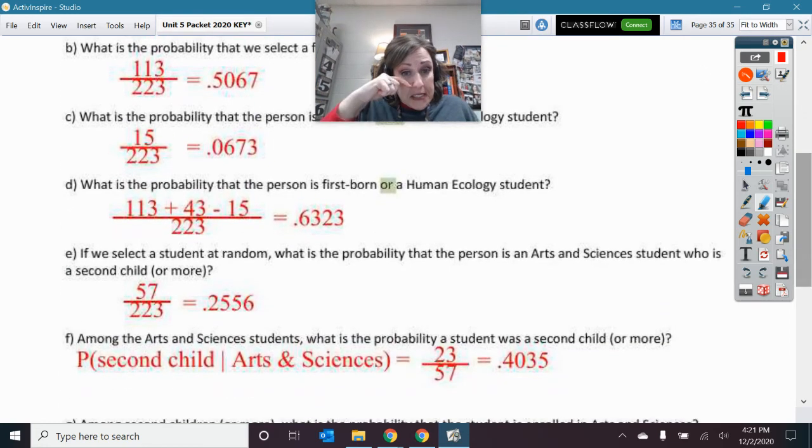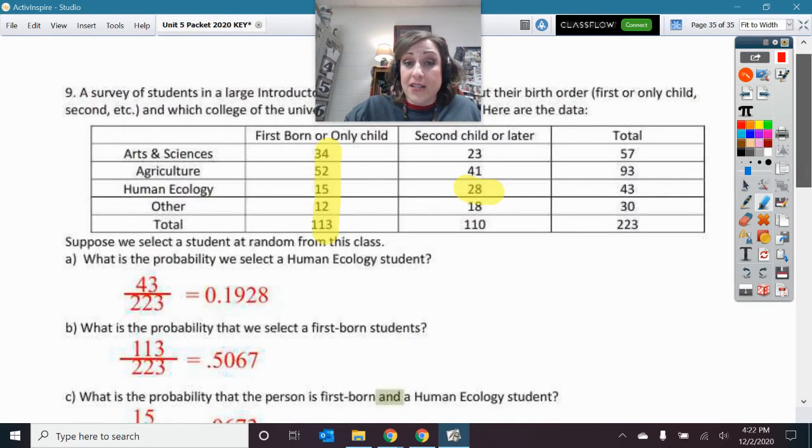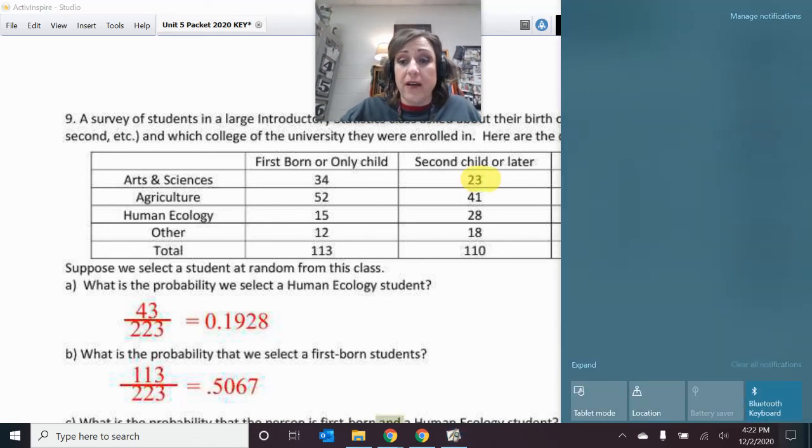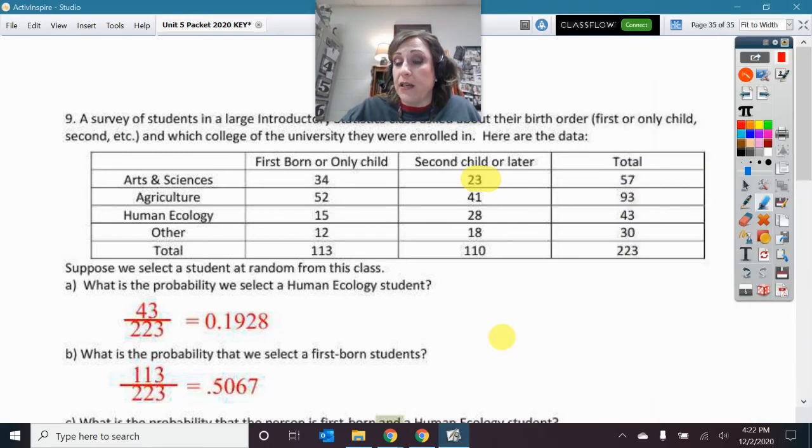E, if we select a student at random, so again, that's out of all the students. So that's why my 223 is my denominator. What's the probability that person is an arts and science student who is a second child? So that's asking you for the intersection of arts and sciences and second. So 23 out of the 223.